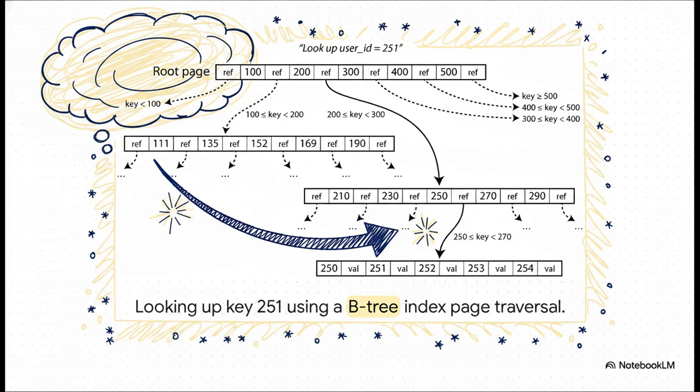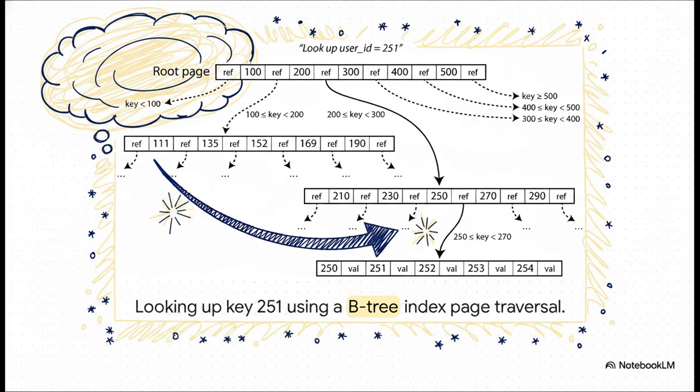To find data, these pages are structured into a highly organized tree format. You start at the very top at what's called the root page. This page contains boundary keys and references that point down to child pages. So if we want to find key 251, the root page tells us that this key mathematically falls between the boundaries of 200 and 300. We follow that specific reference down to the next level of the tree. And we just do this again, jumping down the branches until we hit the leaf page at the very bottom, which contains our actual target value.